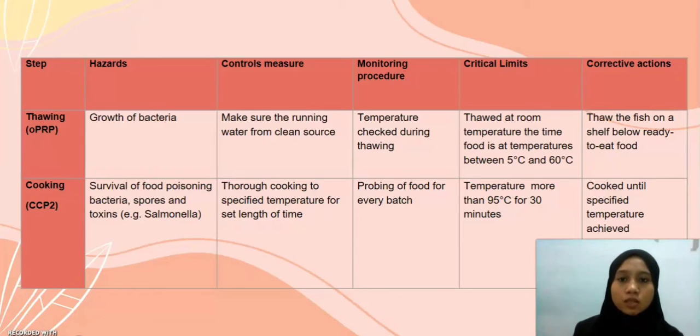It is considered to be a biological hazard because Salmonella can grow in undercooked fish. The control measure is thorough cooking to a specified temperature for a set length of time. The monitoring procedure is probing of the food. The critical limit is the cooking temperature must be more than 95 degrees Celsius for at least 30 minutes. And the corrective action is to cook the fish until the specified temperature is achieved.